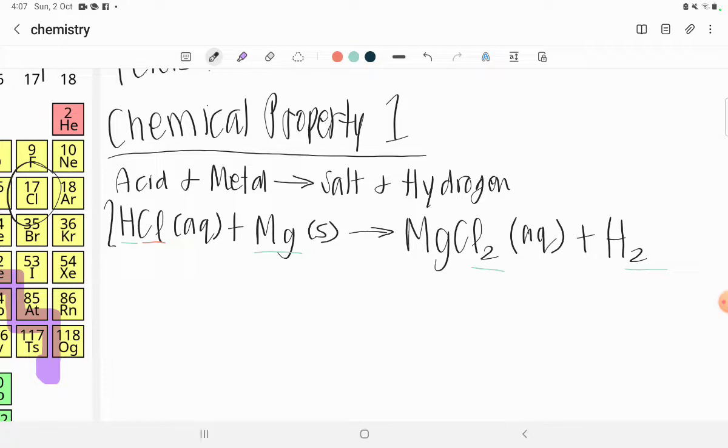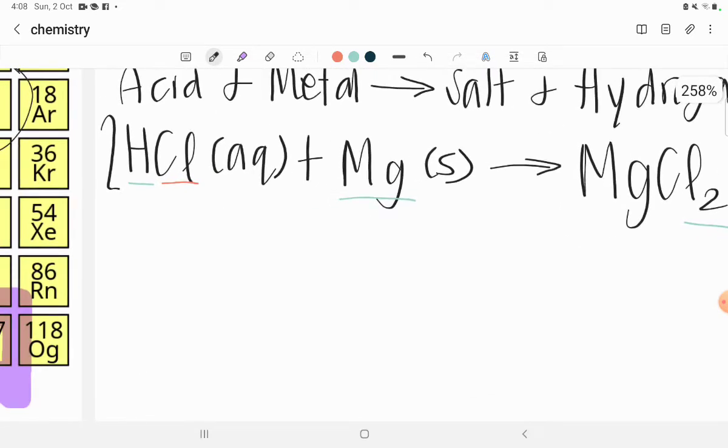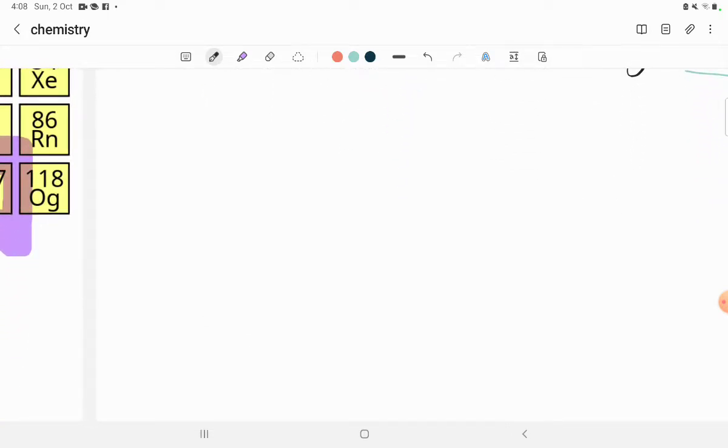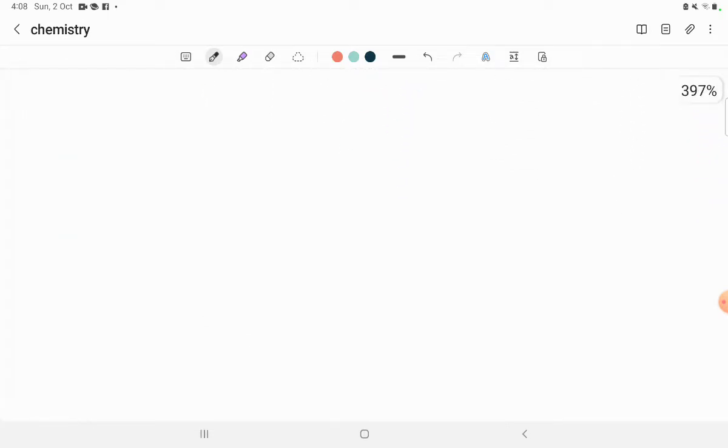While doing the equation, I realized that I skipped quite a few things. Now that you know how to do this chemical property, if you did not understand like 90% of that, never mind, because I'm going to teach you right now.